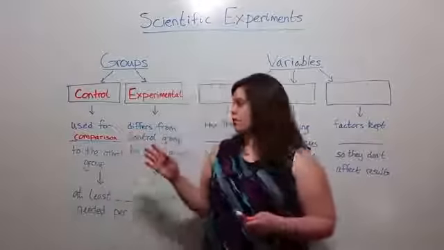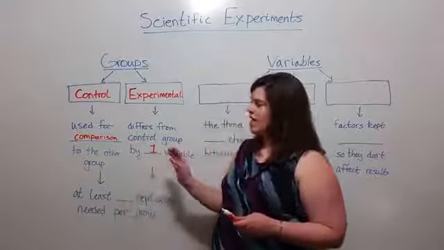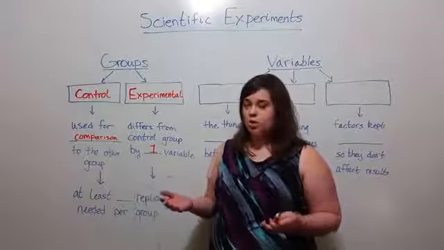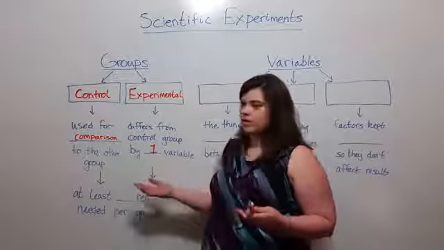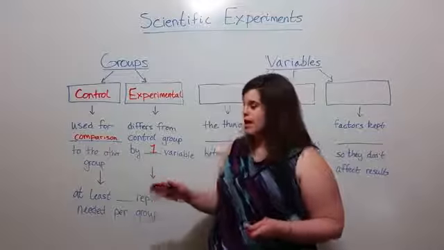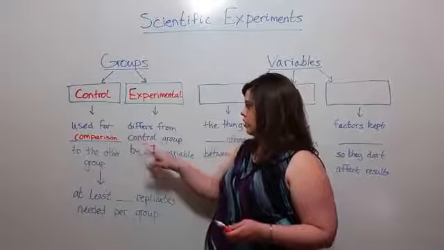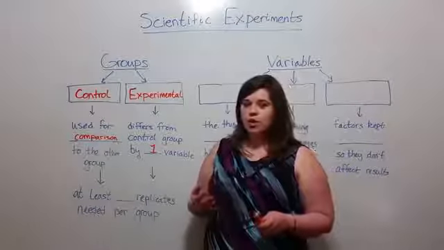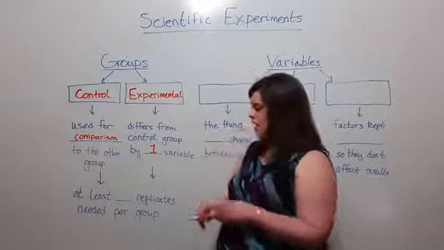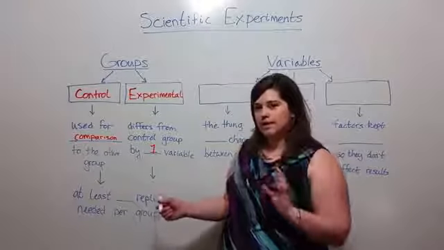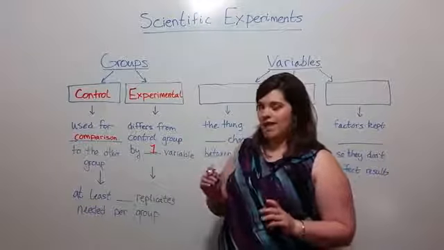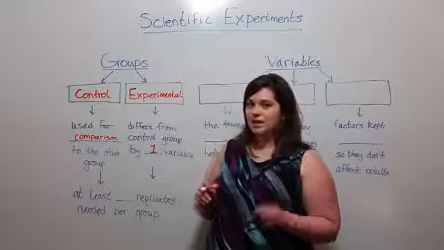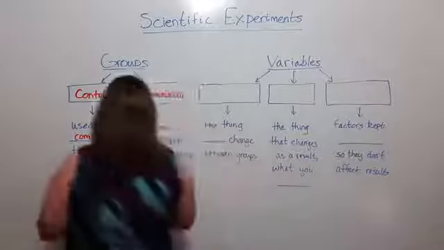If these two groups differ by more than one variable, then for the differences between the groups, the outcome of the experiment, you won't know which of the variables is contributing to that difference. That's why it's important that these two groups only differ by one variable. Also critical is something that we know as sample size. Sample size is the number of replicates needed in each group. And in any good scientific experiment, each group will contain at least 3 replicates.